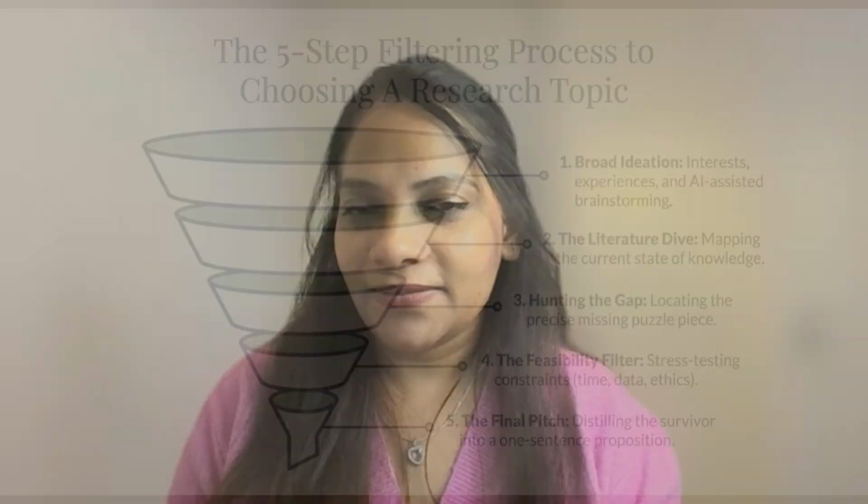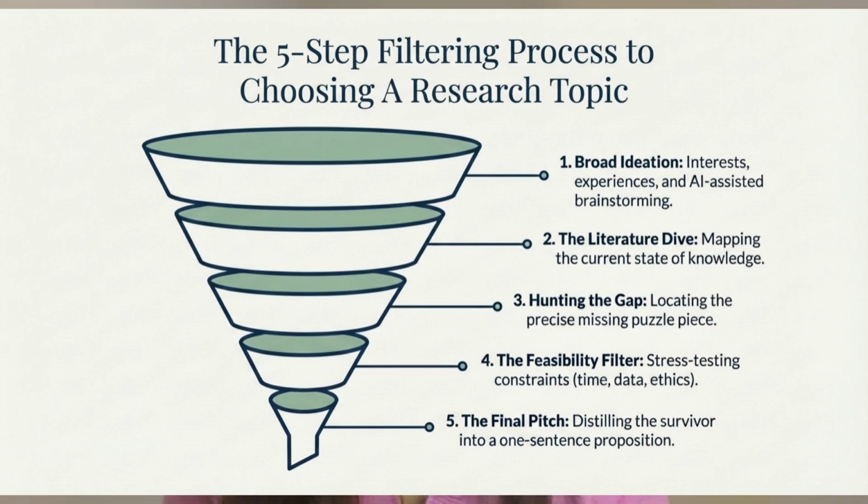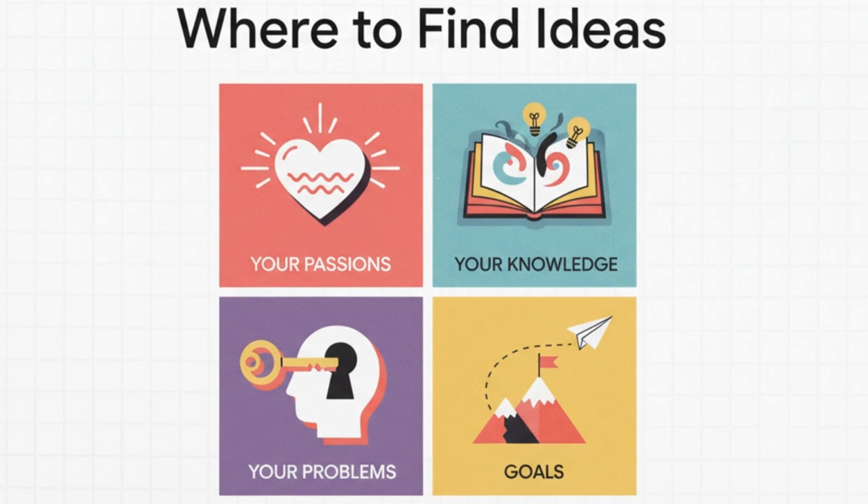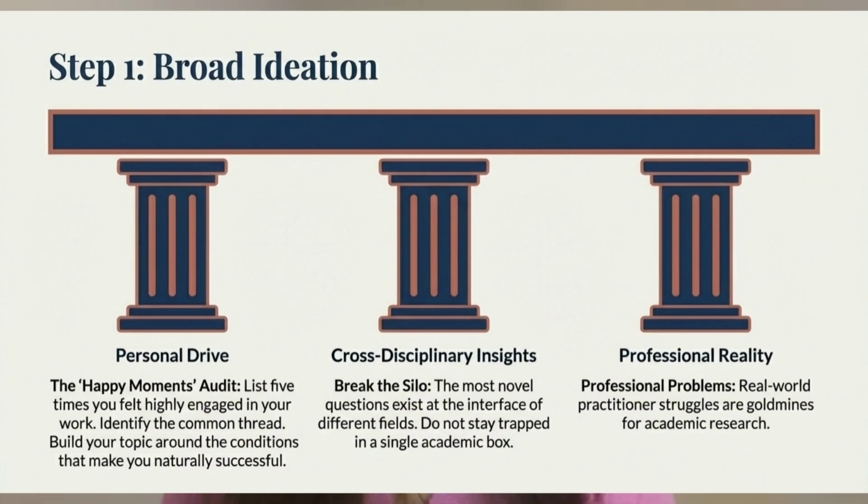Now, building your topic step by step. So now you have the three pillars, but then how do you actually build a topic from scratch? I use something called the funnel method. First step: pour everything at the topic: your passions, your background, the problems you see around, the career you want. So just don't think about research yet. Just brainstorm freely, get messy, get a big list.